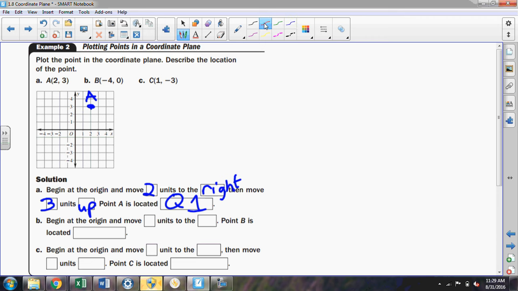Progressing to point B, -4, 0. We'd have to go 4 units to the left. Our up and down is 0, so we don't go up or down. We wind up located right here.